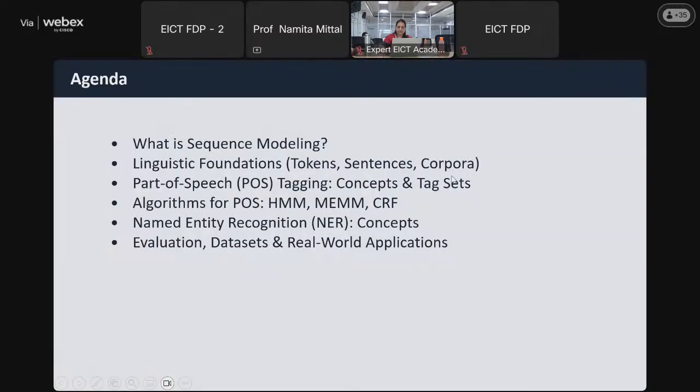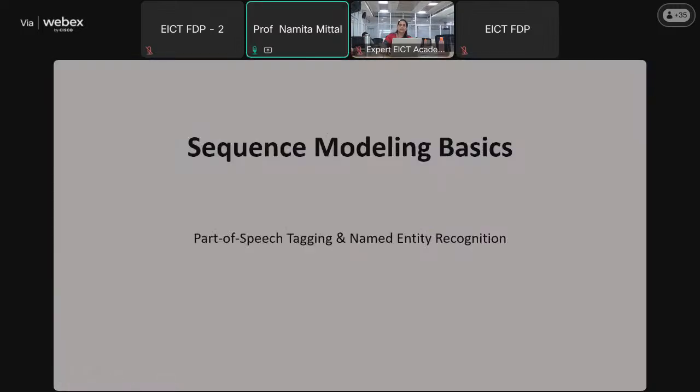So now we'll come to today's session, that is sequence modeling basics. I hope you had a recap. You are having cohesiveness in the lectures. The first day's session was connected with the second day's session, and the second day's session is connected with the third.